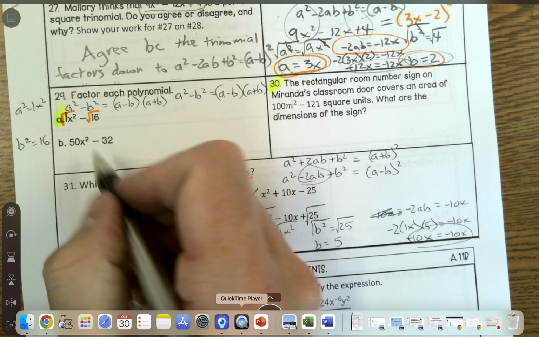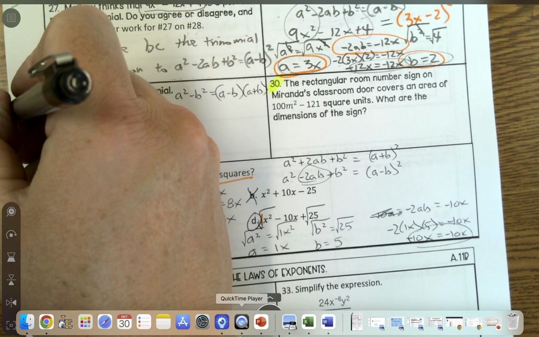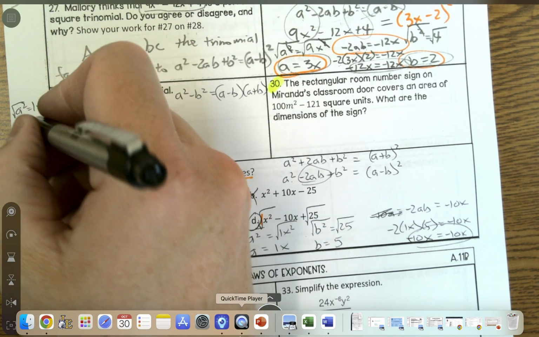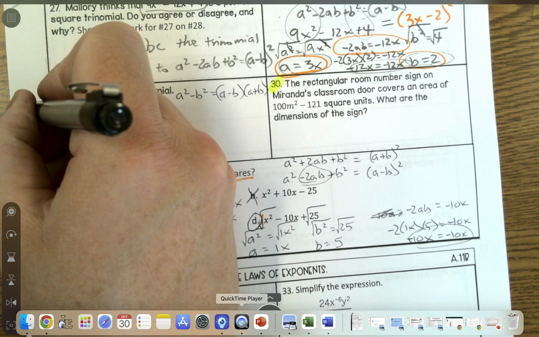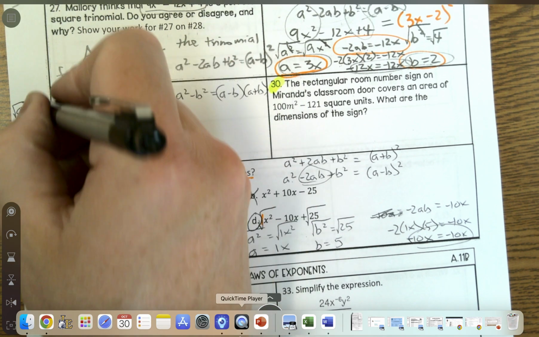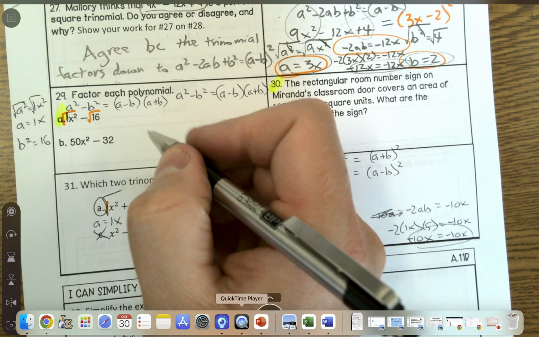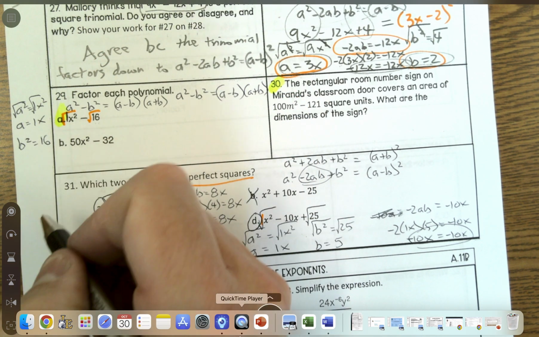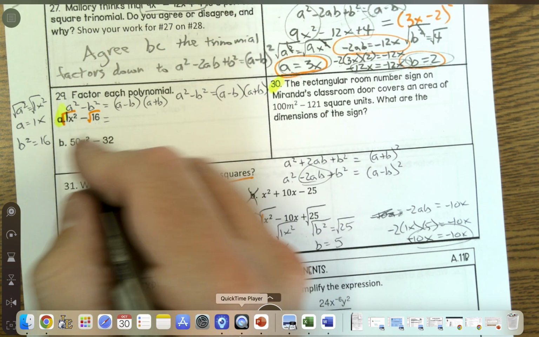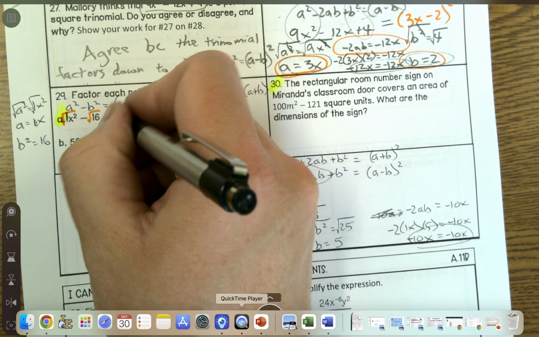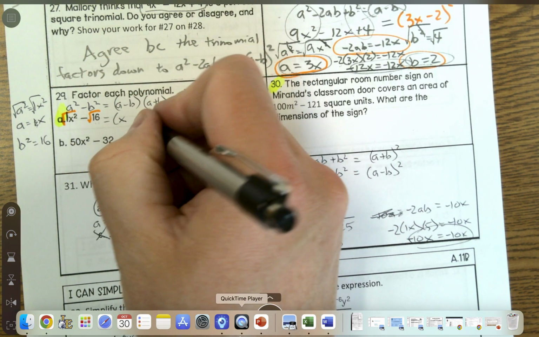I don't care about that negative right now. So if I square root my a squared, I get a. If I square root 1, I get 1. If I square root the x squared, I get x. And I don't really need this 1 in front, so I can assume my a value is just x. Everywhere I see an a, I'm going to put in an x.